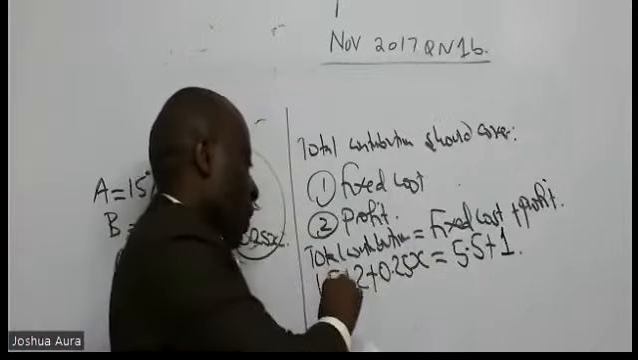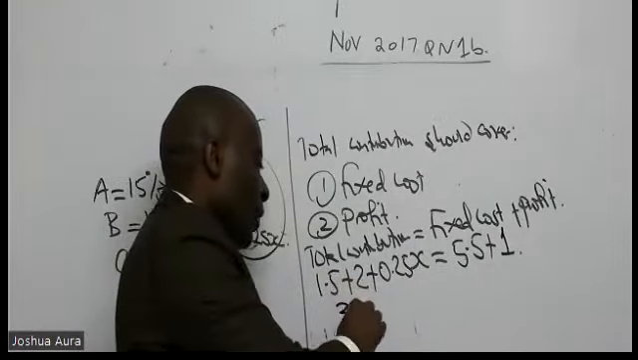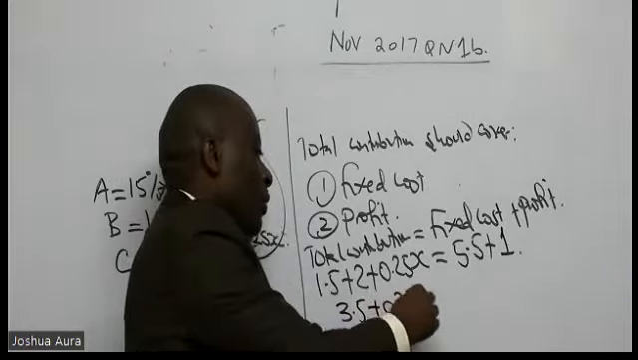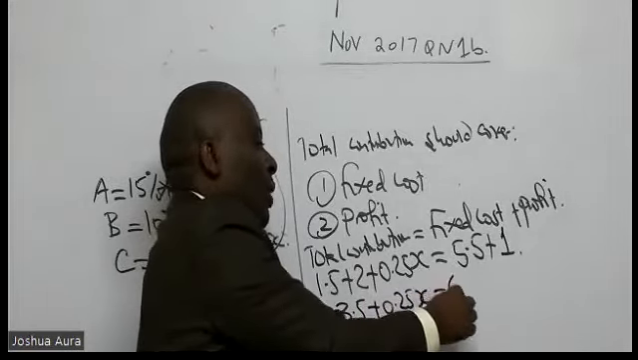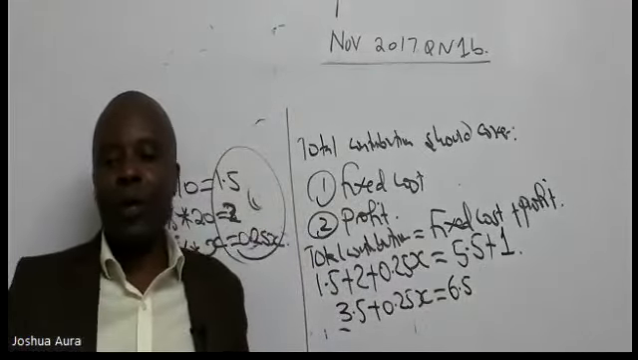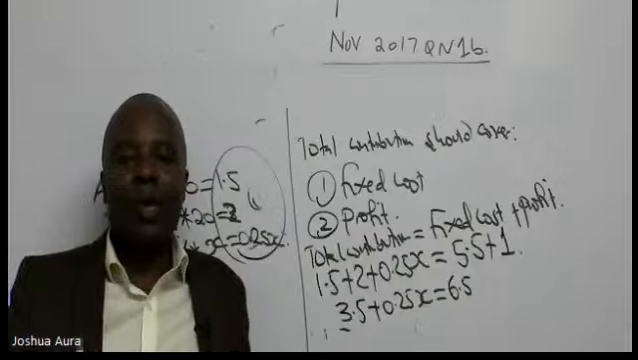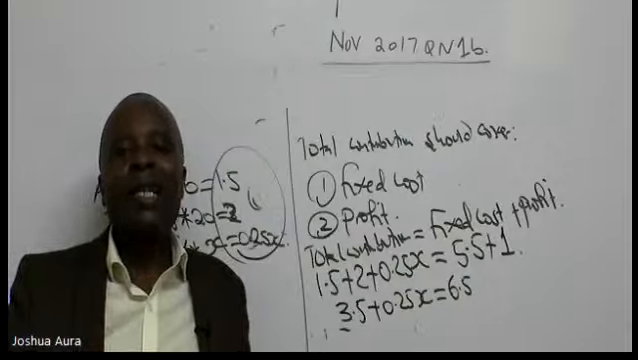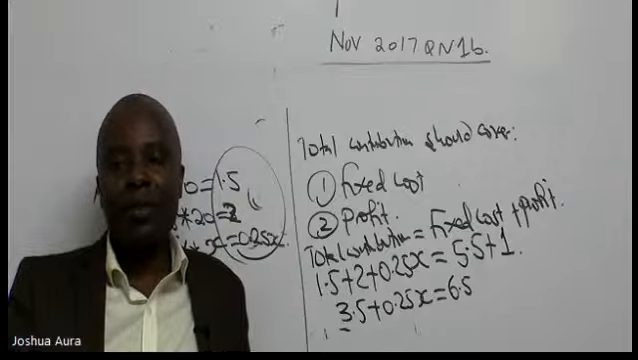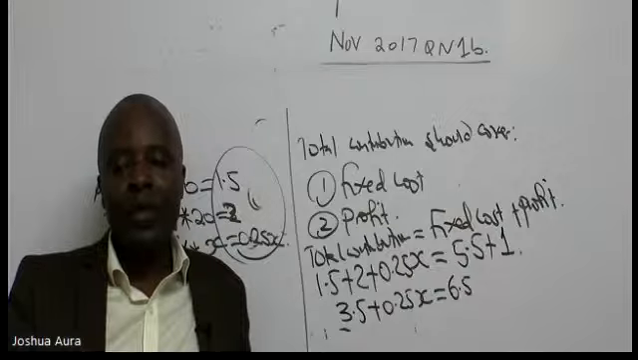So then this will give me 3.5. So 3.5 plus 0.25x should be equal to what here, somebody? Should be equal to 6.5 million. So my work tonight is to make X the subject of the formula.